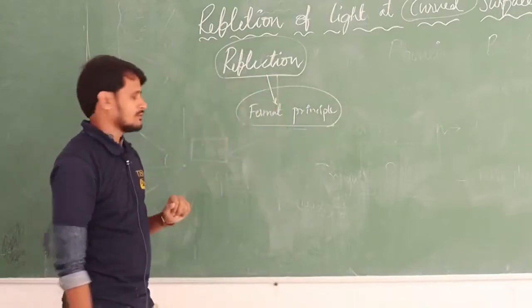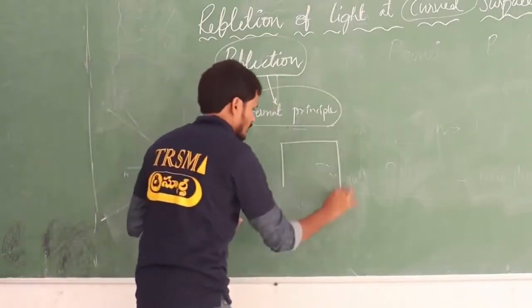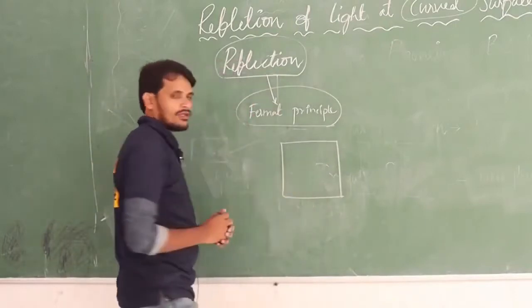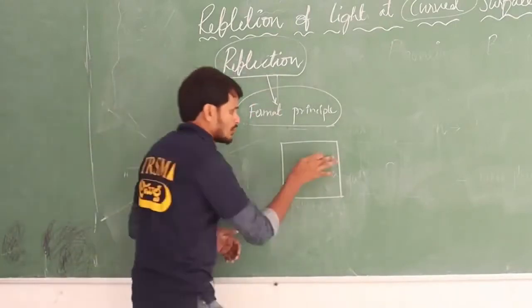Let's take an example. Here one enclosed room is there. In that enclosed room there are two openings.